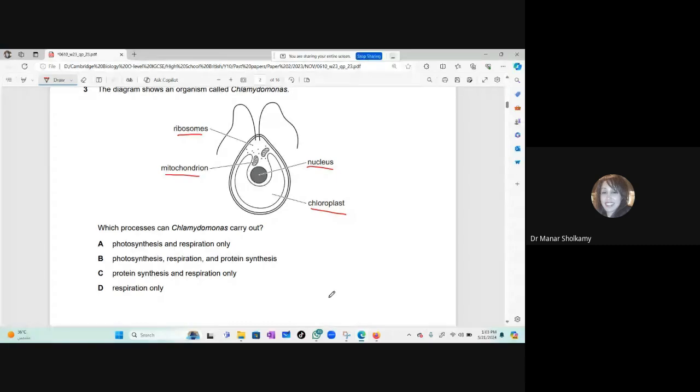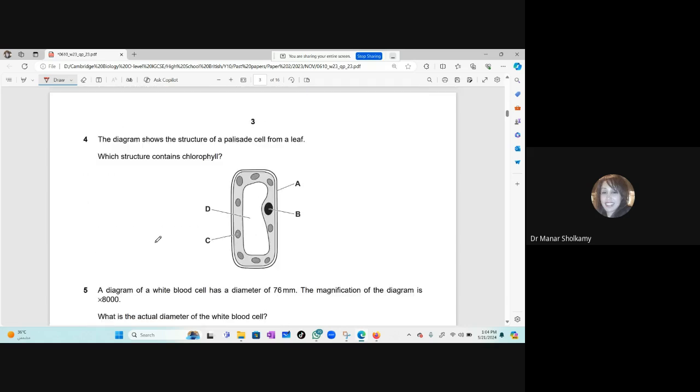It has mitochondria, so it can do respiration or it can't? Yes. And it can also do photosynthesis. It has chloroplasts, so it can do what too? Photosynthesis. And it has a nucleus, so it can produce proteins or not? Yes, of course. Okay, so the answer must be B. Okay, up to now, easy.